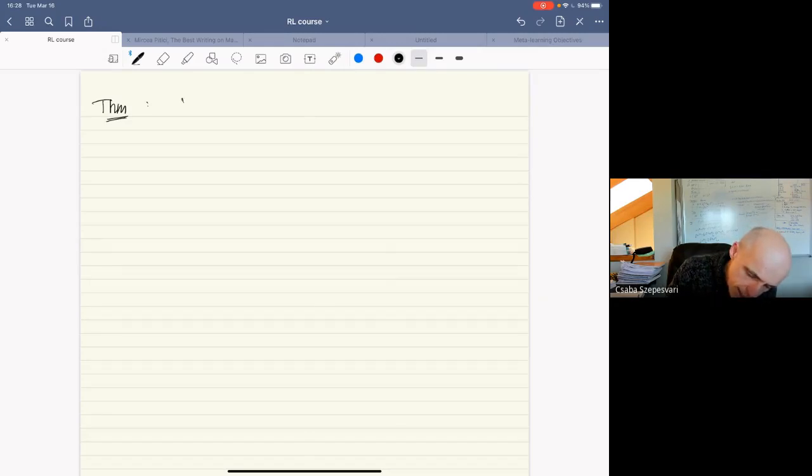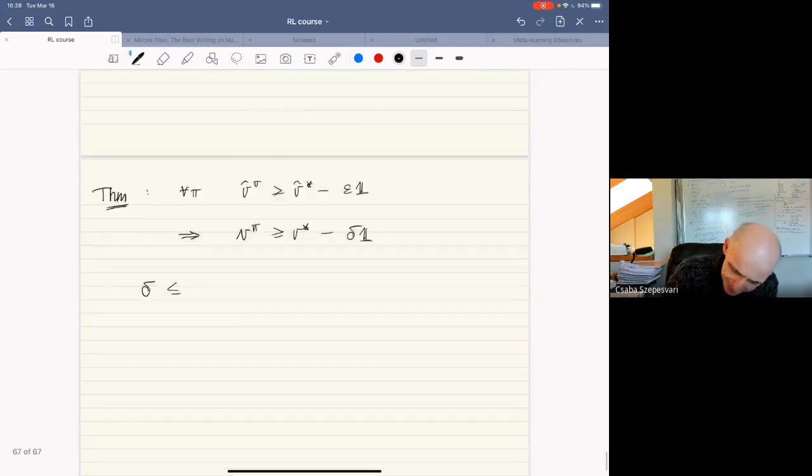So let pi be a policy such that in this approximate MDP, its value function is epsilon close to the optimal. So it's an epsilon optimal policy of the approximate MDP. Then it follows that this policy is going to be delta optimal, with delta not larger than, and then we have to think back.